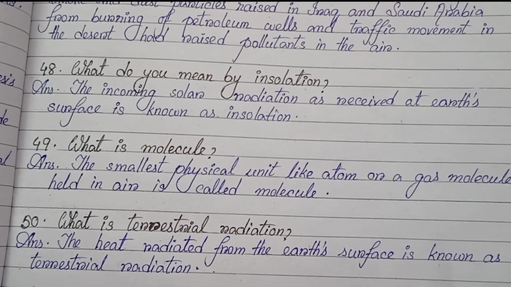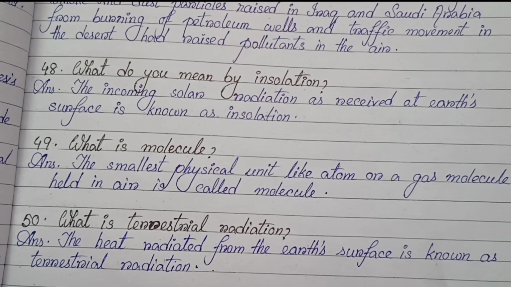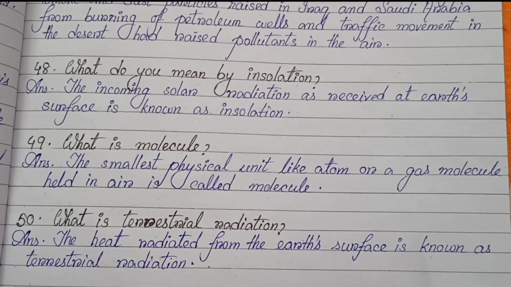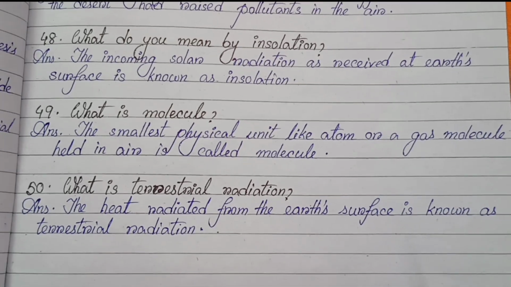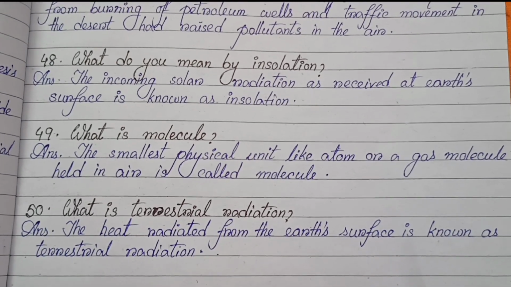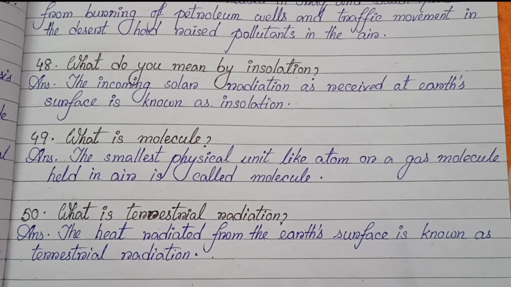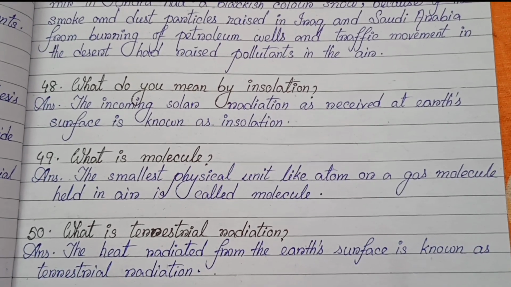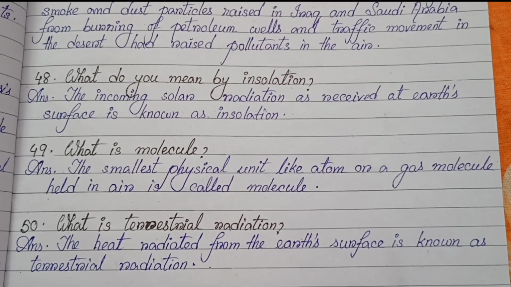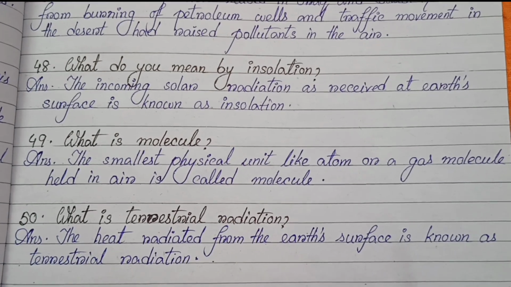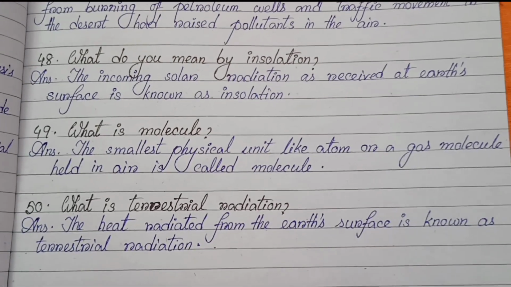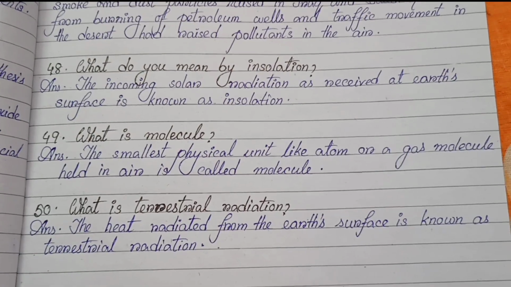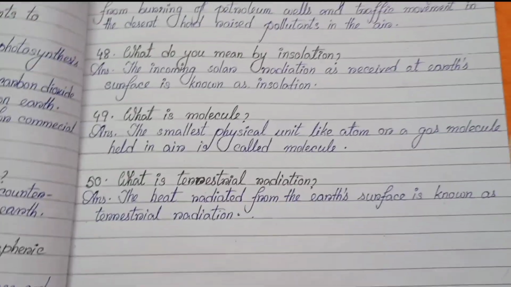48. What do you mean by insolation? The incoming solar radiation as received at Earth's surface is known as insolation. Number 49. What is a molecule? The smallest physical unit like an atom or a gas molecule held in air is called a molecule. Number 50. What is terrestrial radiation? The heat radiated from the Earth's surface is known as terrestrial radiation.